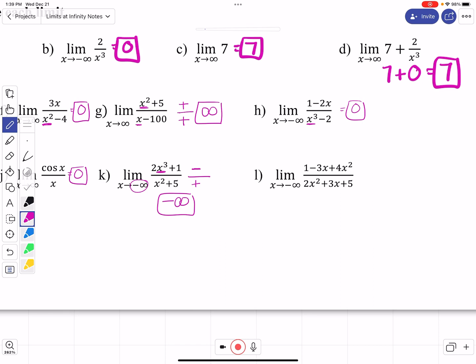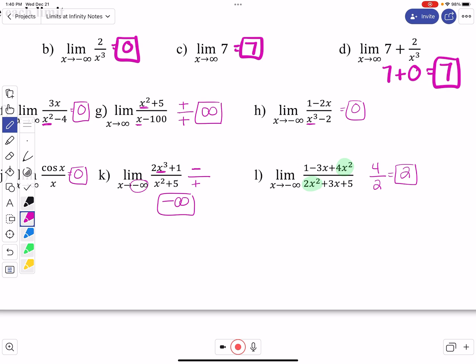Okay, on L, notice our highest power here is a square. Our highest power here is also a square. So we take the 4, we take the 2 on the bottom, and that simplifies down to a 2. Okay, and so this is all a shortcut.